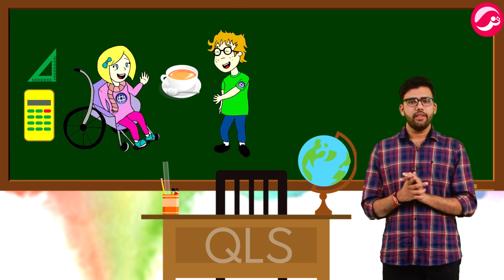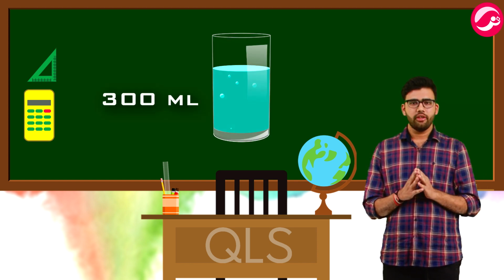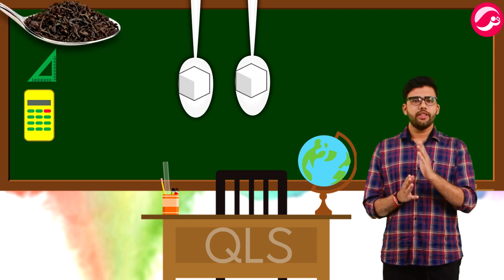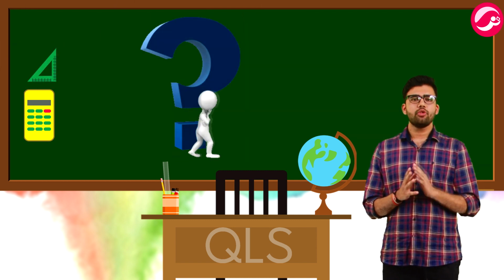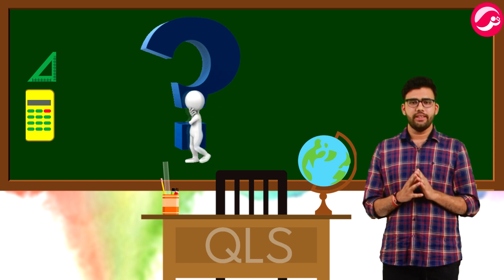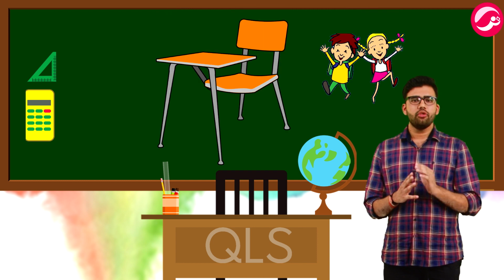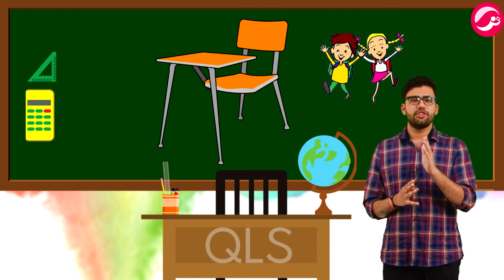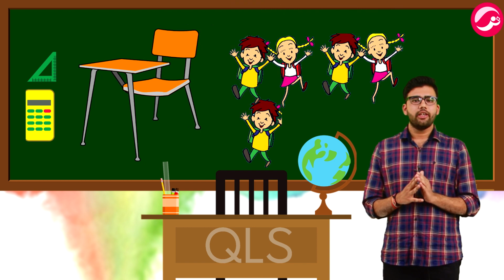Mohan prepares tea for himself and his sister. He uses 300 ml of water, 2 spoons of sugar, 1 spoon of tea leaf and 50 ml of milk. How much quantity of each item will he need if he has to make tea for 5 persons? If 2 students take 20 minutes to arrange the chairs for an assembly, how much time would 5 students take to do the same job?